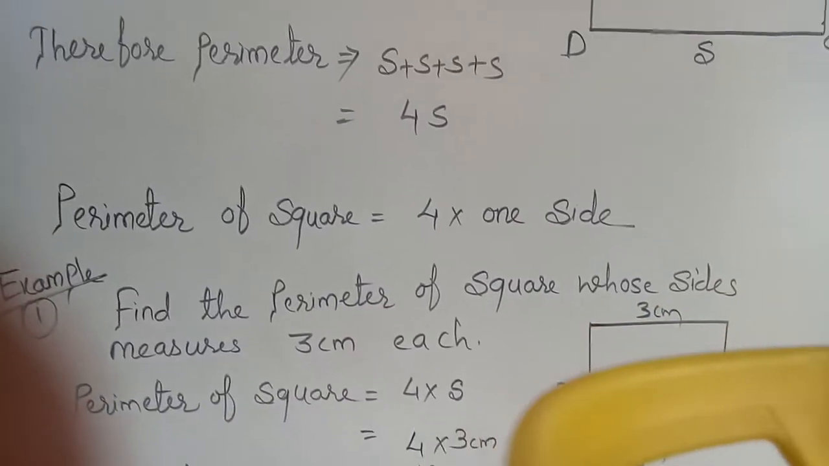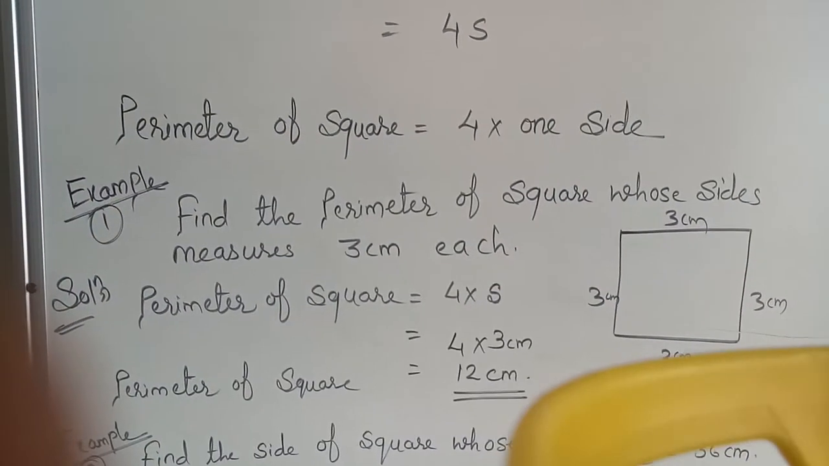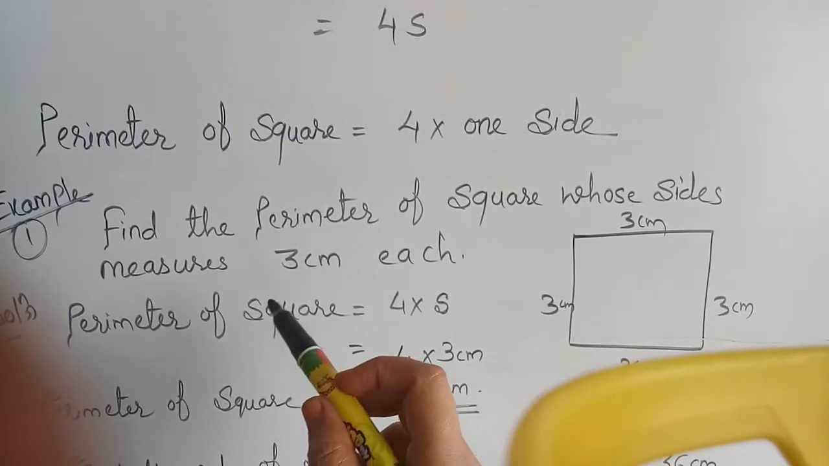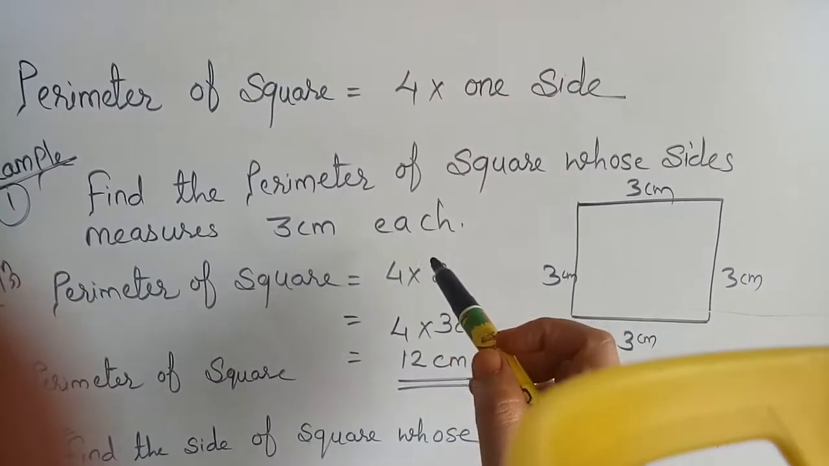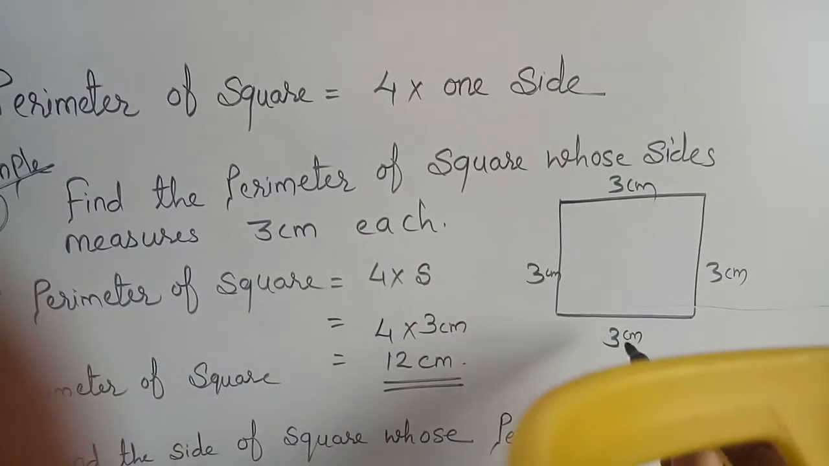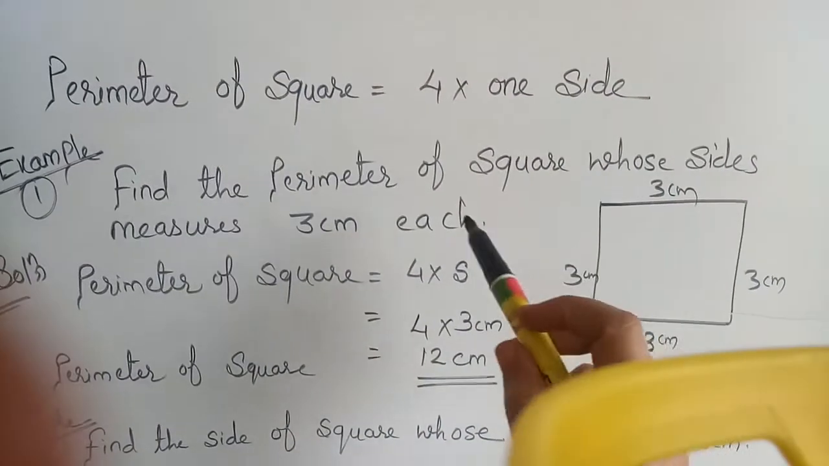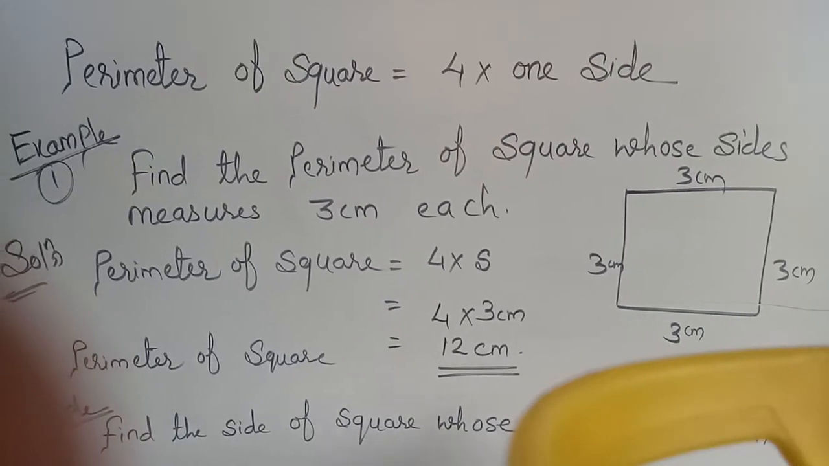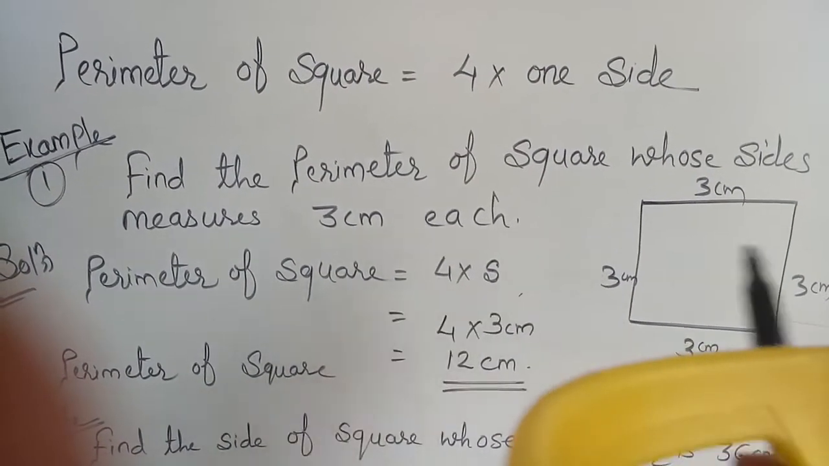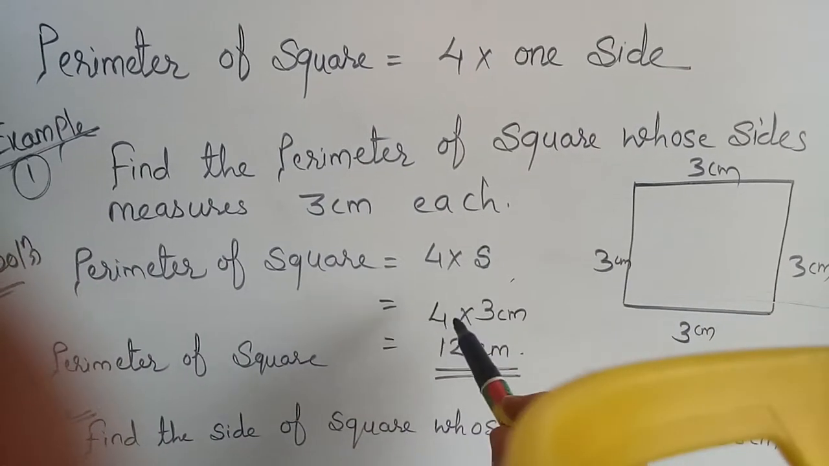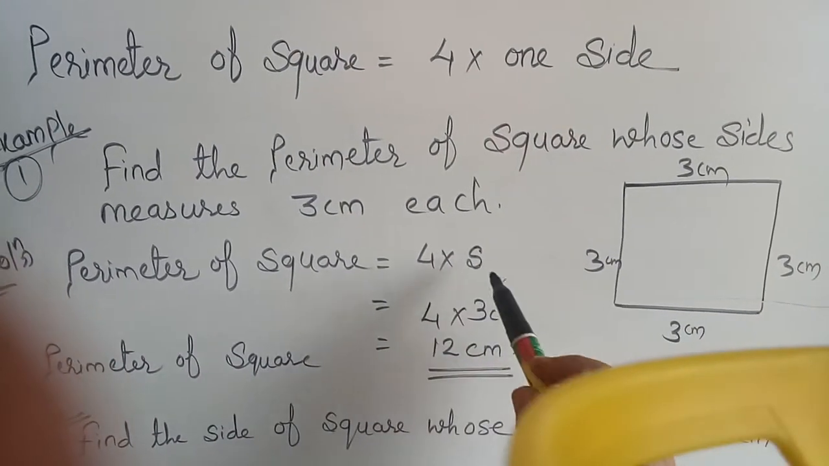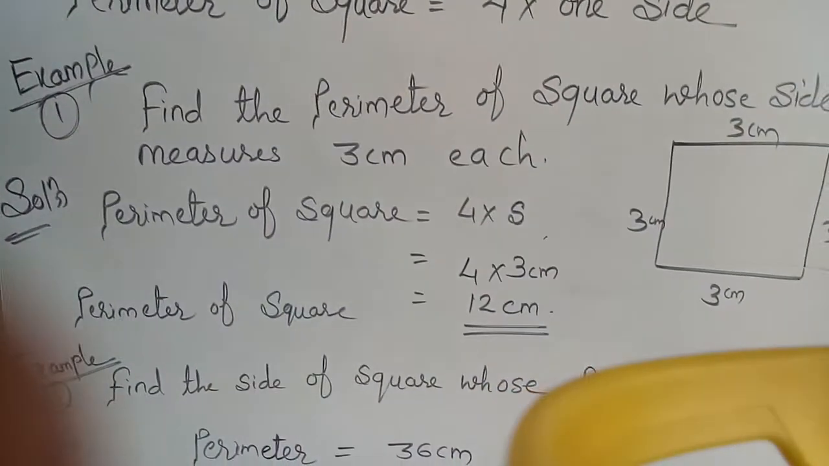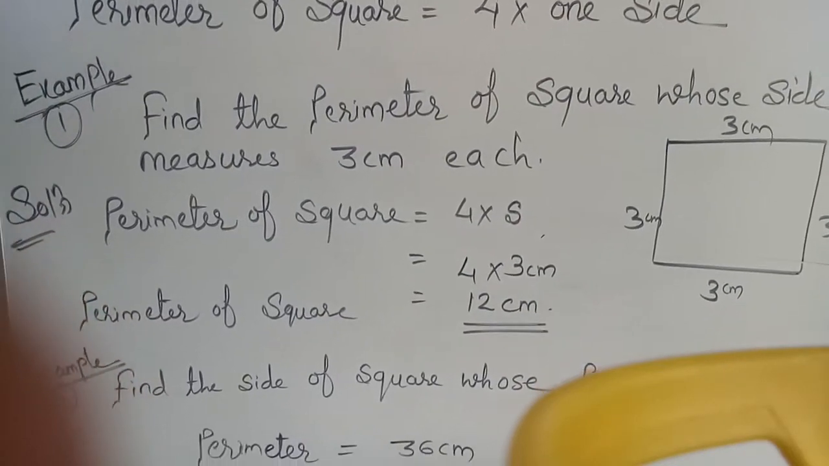So we have got the formula: perimeter of square is equal to 4 into one side. Using this formula we are going to solve this example. The question is, find the perimeter of square whose sides measure 3 centimeter each. 3 centimeters each means all the sides are of 3 centimeter, and we have to find the perimeter of that square. The formula of perimeter of square is equal to 4 into side, and the side is 3. So I have put the value of side. One side is equal to 3. So 4 into 3 is equal to 12 centimeter. This is the perimeter of square. Very easy.